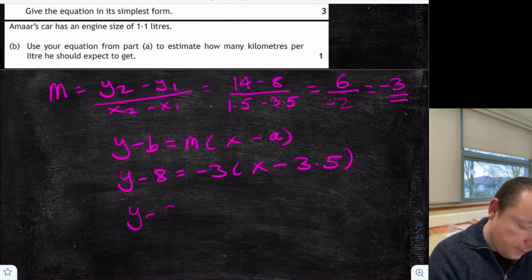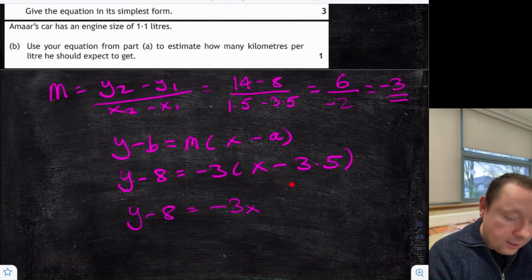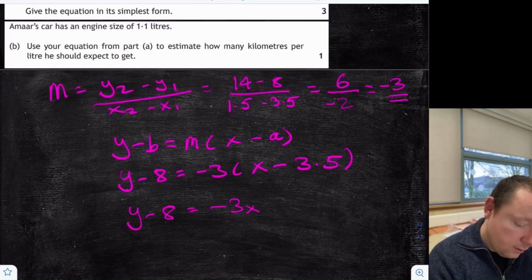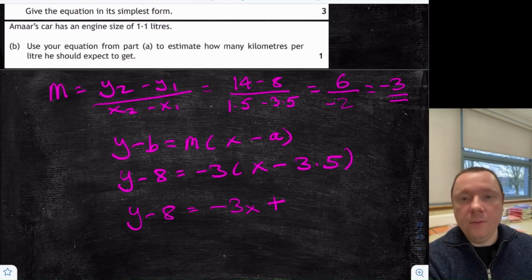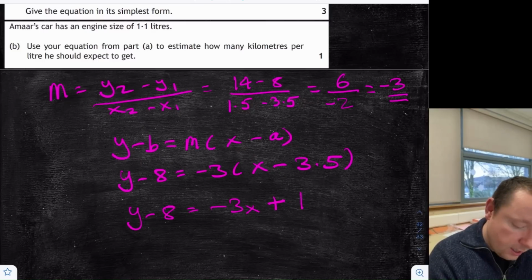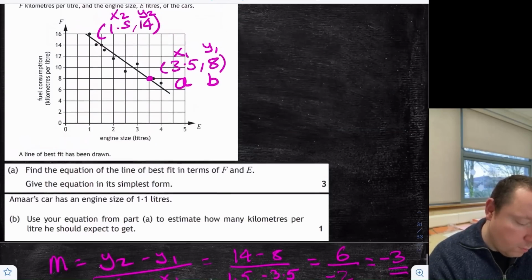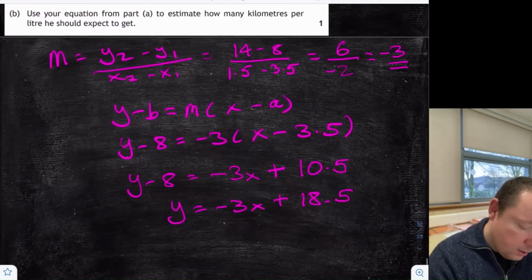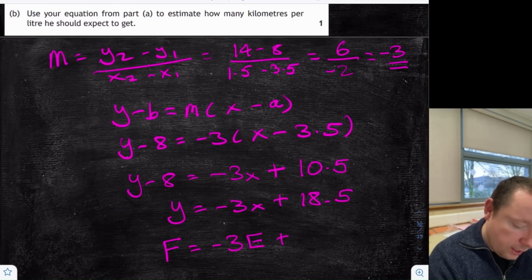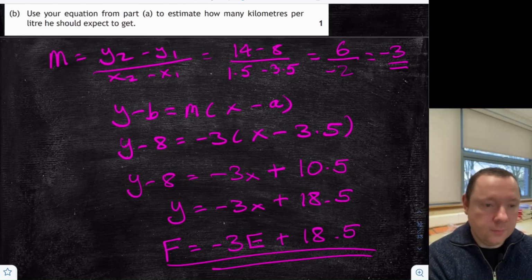y minus 8 equals minus 3x. Minus times a minus is a plus. 3 times 3.5 is 10.5. And then that means y equals minus 3x plus 18.5. But we need to swap our axes for f and e. So f equals minus 3e plus 18.5 for our final mark.